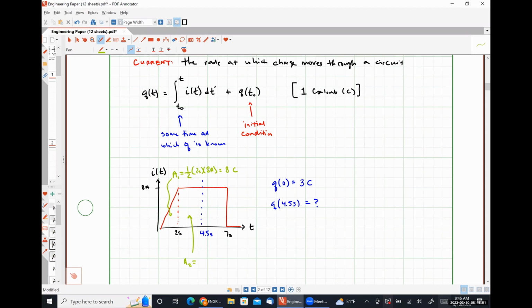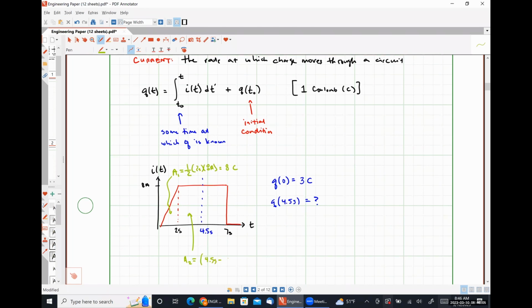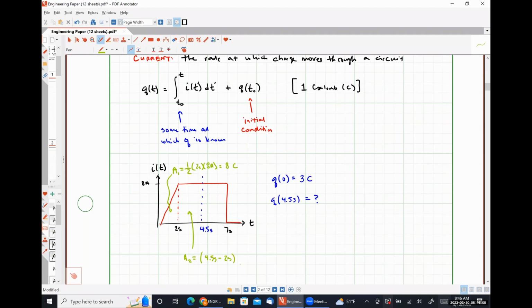What's the area of this rectangle? 2.25 times 8, right? So just the base times the height, no factor of 1/2. So to be even more explicit here, 4.5 seconds minus 2 seconds, so 2.5 seconds times 8 amps. So let's see, 2.25 times 8, that's 20. Or excuse me, 2.5. Well, 2.5 times 8 is the thing that equals 20 anyway, but you're right. 20 coulombs. Okay, everything's hunky-dory there.